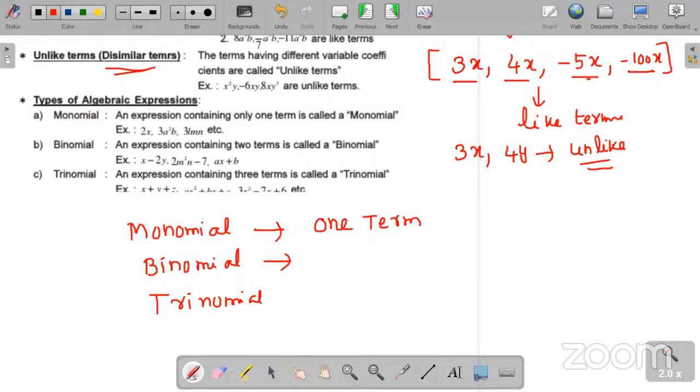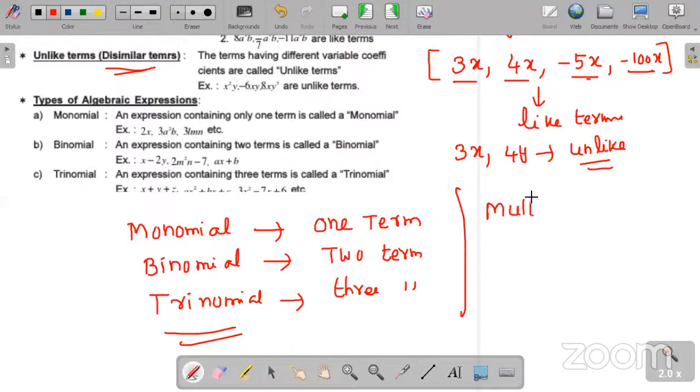If an expression contains two terms, that is called a binomial. Bi means two terms. Three terms means that is a trinomial. Multinomial means more than three terms.